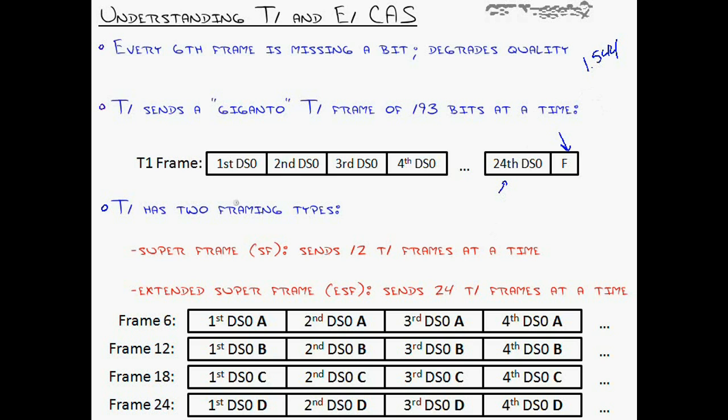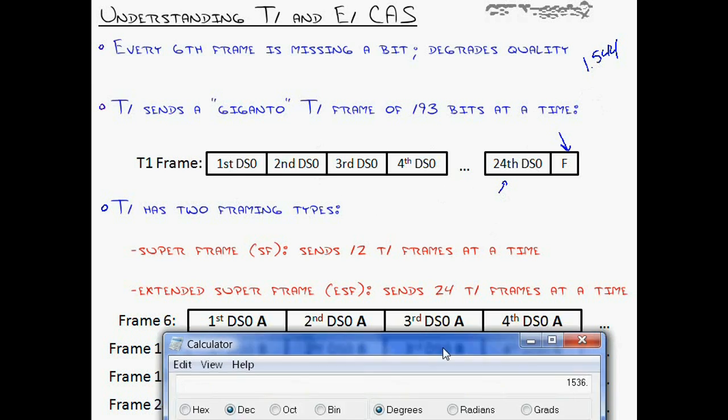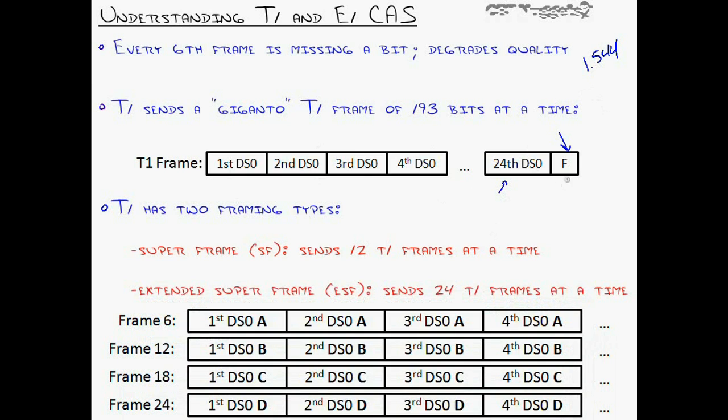If you just add the bandwidth of all the DS0s together, you get 1.536. Where does the extra little smidge come in there? That's the framing bit. Every single one of these giganto frames has 1 bit on the end of it, which adds all up, and that's what ends up giving you the 1.544 megabits per second, including that extra framing bit.